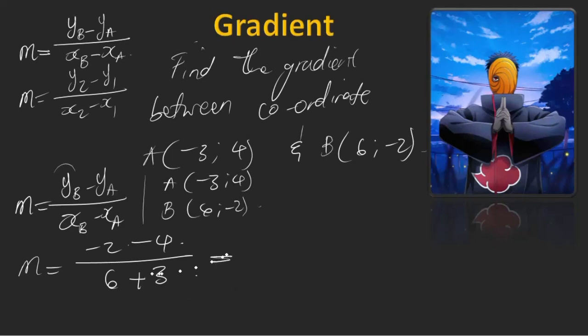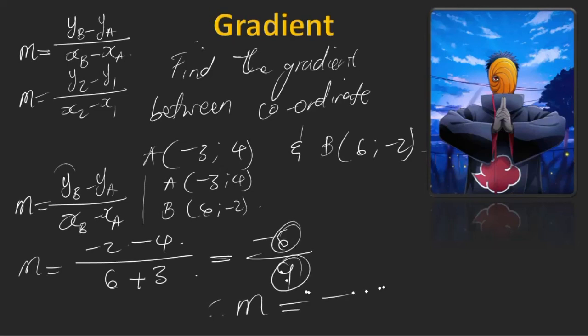Therefore, this is equal to how much? This is equal to negative 6 over 9. Therefore, making our gradient negative, what is this in the simplest form? This is 2 over 3. So our gradient is negative 2 over 3. It's as easy as that, right? That's if they ask you a question like this one.